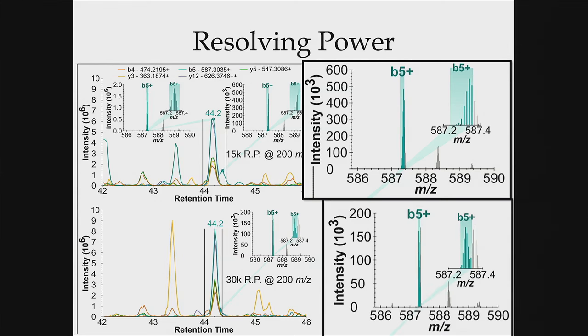In the 15,000 case, we're not able to resolve this interfering peak from the true peak. So in 15,000, these two peaks appear to be one. They're not resolved, so the signal is causing chemical noise interference for this particular transition. And in the case where we have 30,000 resolving power, we're able to resolve the two, not completely, but mostly, and that results in cleaner transitions.